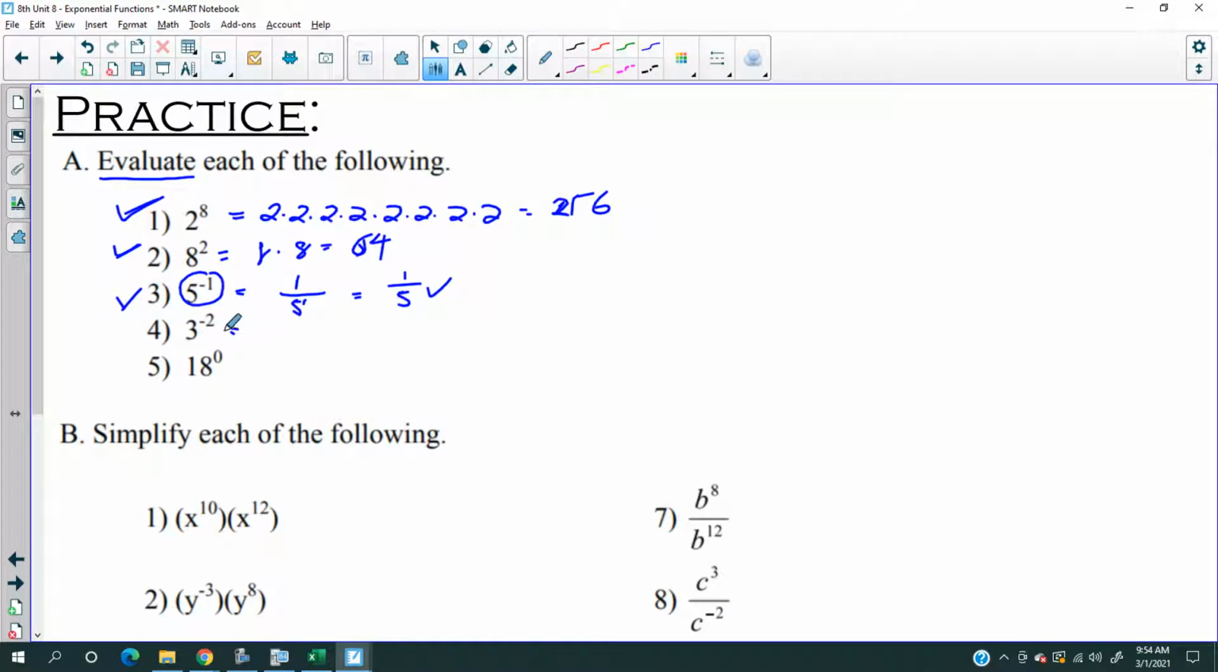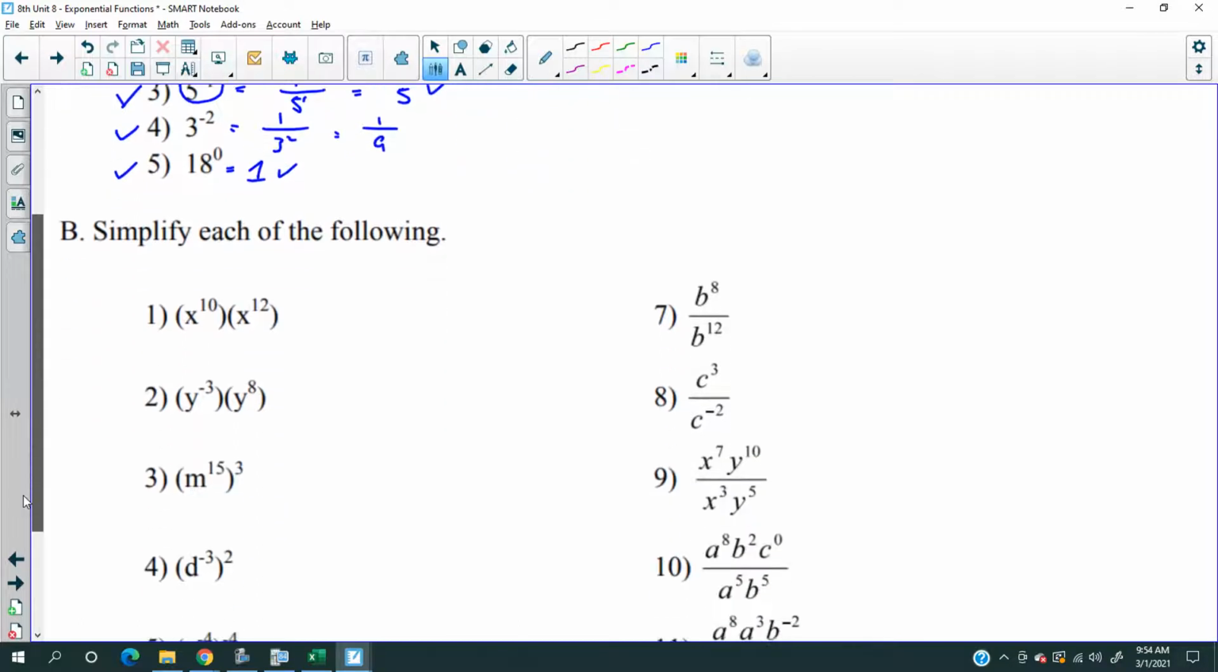Now, likewise for number 4. Again, I see a negative exponent. That's the first thing you have to take care of. So this is just 1 over. The negative sign here means that the answer is going to be 1 over 3 squared, and 3 squared is 9. Now this last one, anything to the 0 power is what? Yeah, 1. So that's how you do the first section.